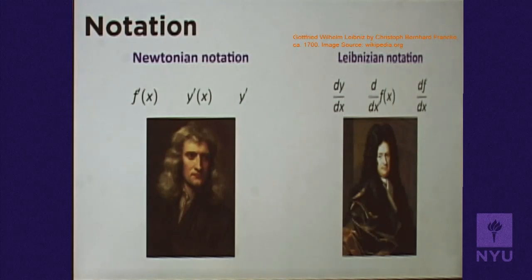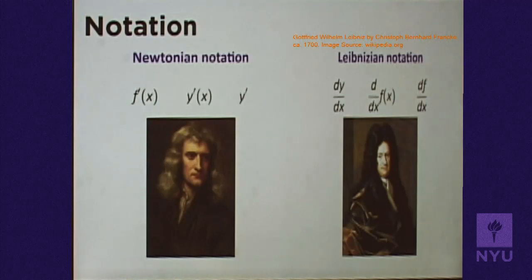We have many ways to write the derivative because it was actually developed independently by two very important mathematicians. Isaac Newton was the first to come up with the idea of the derivative, although he didn't call it the derivative, he called it the fluxion. And so his is the name fluxion, which we don't actually use anymore. He also came up with this prime notation. So if we use f prime of x or y prime of x or just y prime to talk about the derivative of a function, then we're using Newtonian notation.